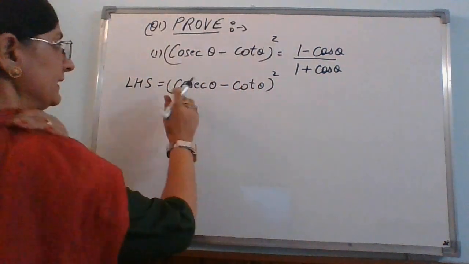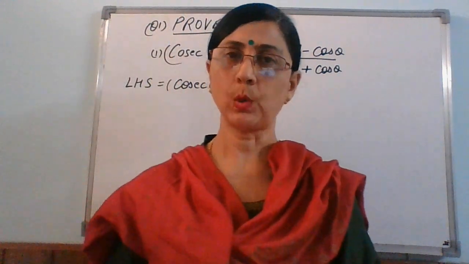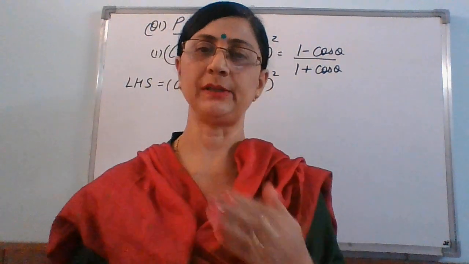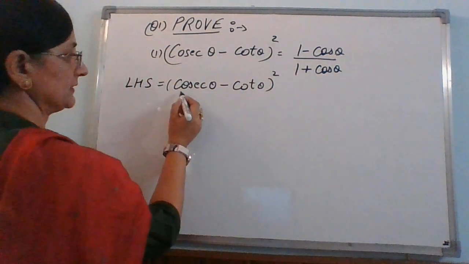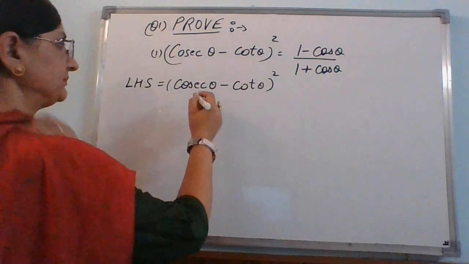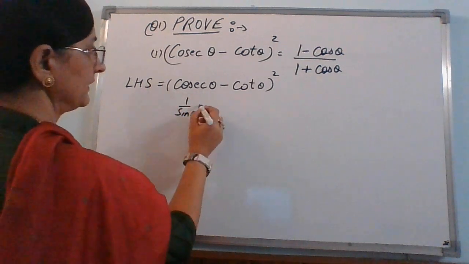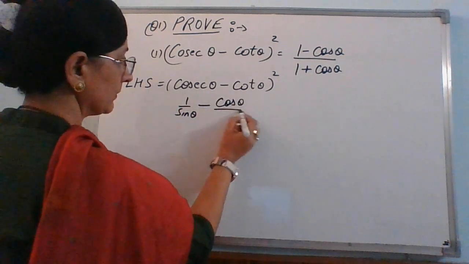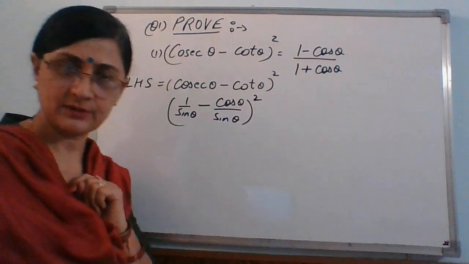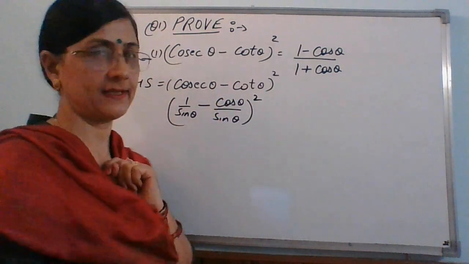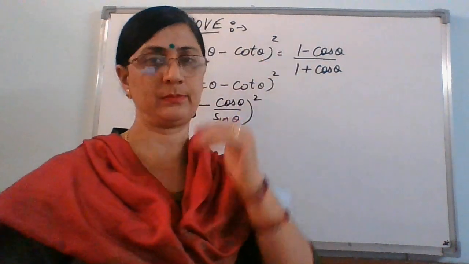So now here, when these trigonometric functions cosecant, secant, cot and tan are there, we should try to convert them into sine and cos. The right side is already in terms of cos. Here let us change the cosecant. Cosecant is 1 upon sine, the reciprocal of sine. Here cot is written as cos theta upon sine theta, whole square outside. If there is tan, that is sine theta upon cos theta; if cot, then cos theta upon sine theta.